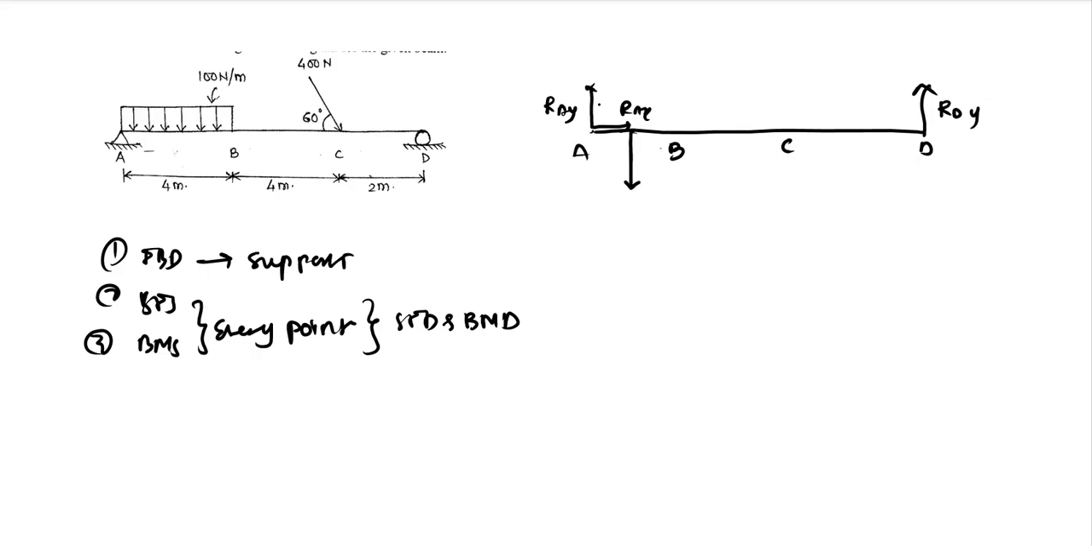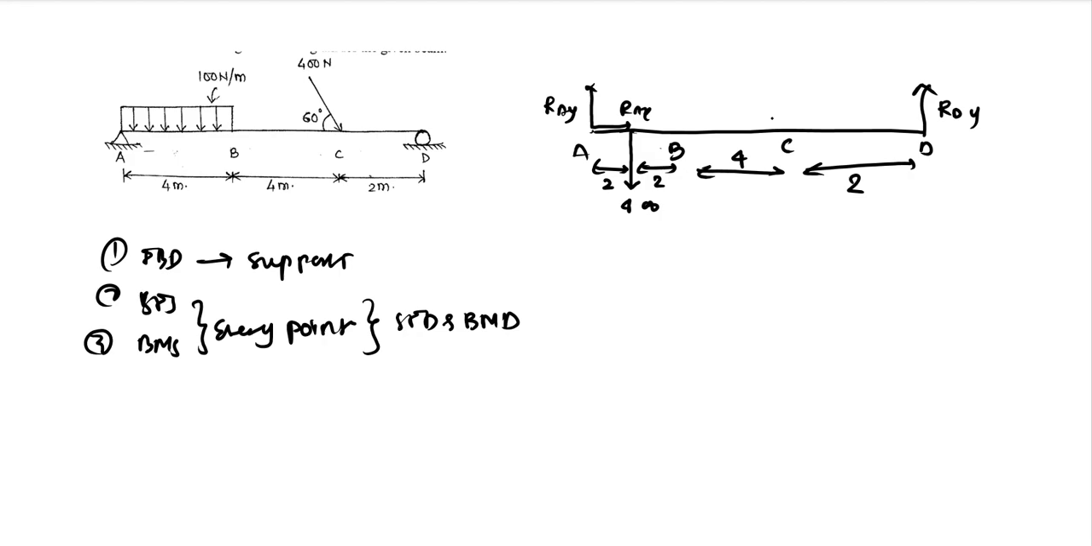And there is a UDL which we need to convert into a point load, which will simply be the magnitude of the UDL times the distance over which the UDL is acting. So 100 into 4, which is 400, and it will be acting at the midpoint of the UDL, which is 2 meter from A, and 2 meter from B. And B to C is 4 meter, C to D is 2 meter, as given in the diagram.